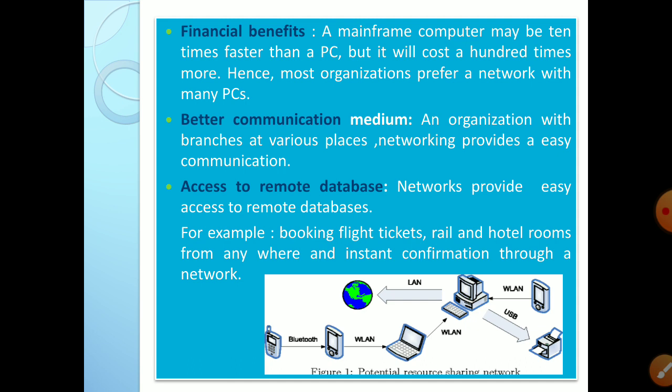Next, access to remote databases. Computer networks provide easy access to remote databases, and it is possible to avoid unnecessary trouble and waste of time involved in physical booking of airline tickets, train tickets, hotel rooms, etc. Here you can book train tickets or flight tickets, and even hotel accommodations, from anywhere in the city or anywhere in the world by sitting in your place, with instant confirmation through a network. This is possible with the help of the internet.